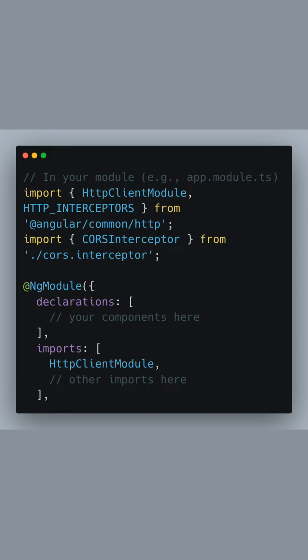Now, let's see how to configure the interceptor within an Angular module, for instance, app.module.ts. First, we import HttpClientModule, which is necessary to work with HTTP in Angular, and HTTP_INTERCEPTORS, which is an injection token that allows us to provide additional HTTP interceptor instances. We also import the CORS interceptor we just defined.